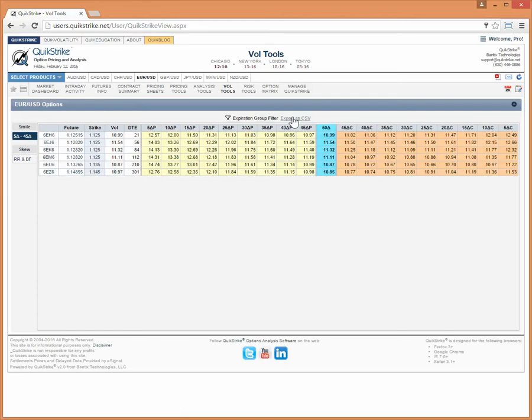We can also export this table to an Excel CSV file, which is nice because a lot of people do track this information, in particular for the currencies. So what do we have here?